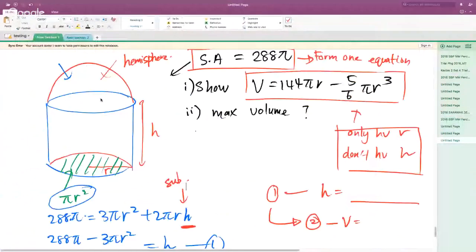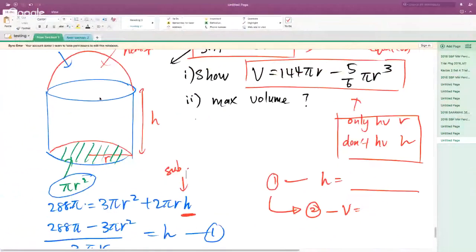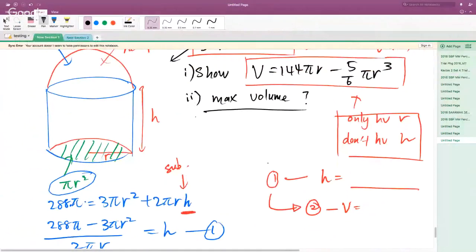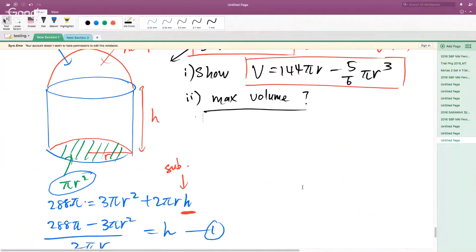Okay, so just now I already showed you how to find it. After that, what you need to do is maximum volume. If the question asks about maximum volume, what you need to understand is, I will do the dv/dr. Basically, I will differentiate. Why do I write v and r here? Because I have v and r here. So I get 144 pi, and then minus the 3 I will move in front, will become 15 over 6 pi r squared.